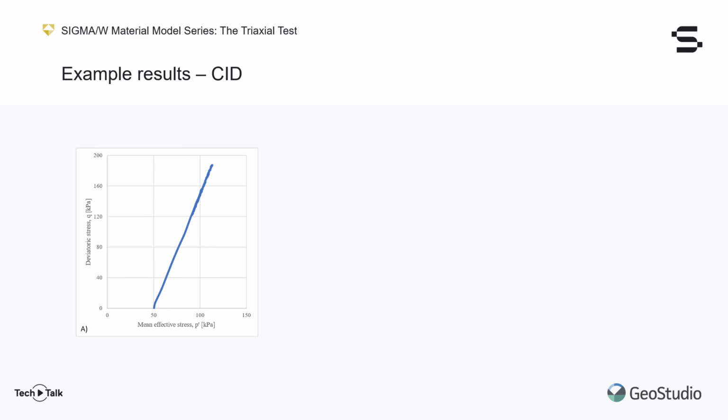It is a convention to leave any consolidation step performed before loading out of the results reported for a given test. However, it is still quite useful to imagine this part of the test, especially if we are going to simulate this test later on in SIGMA/W, as we will in a moment.